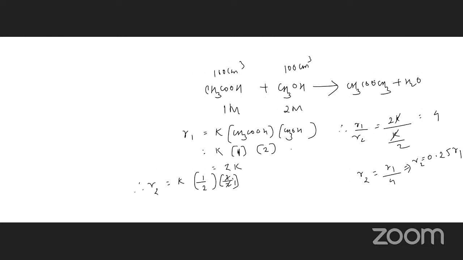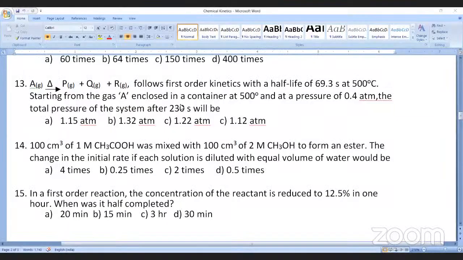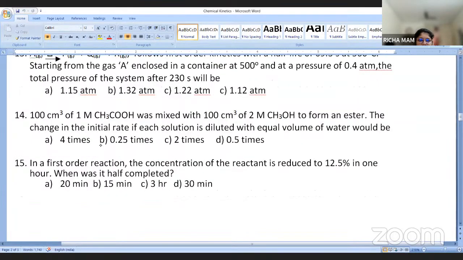So the answer is 0.25 times. So which option is it? Option number B, right? Option number B. Understood? Is it clear? So what they've asked: when you mix your acid with your alcohol, you are going to get an ester.